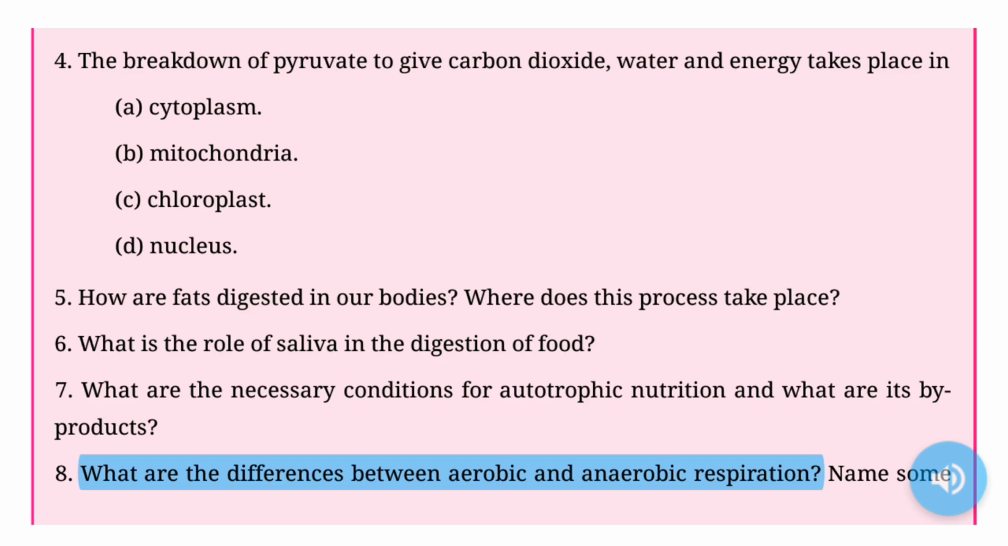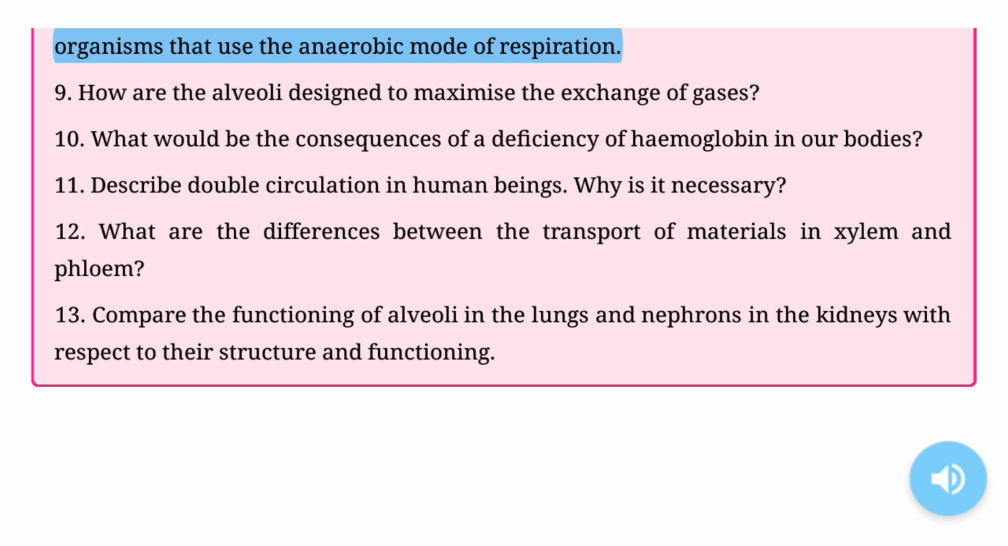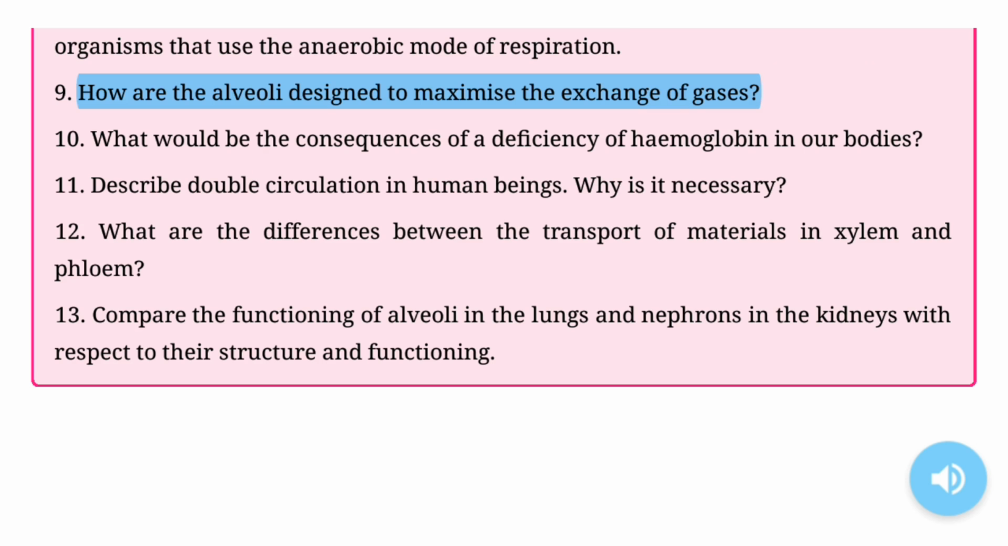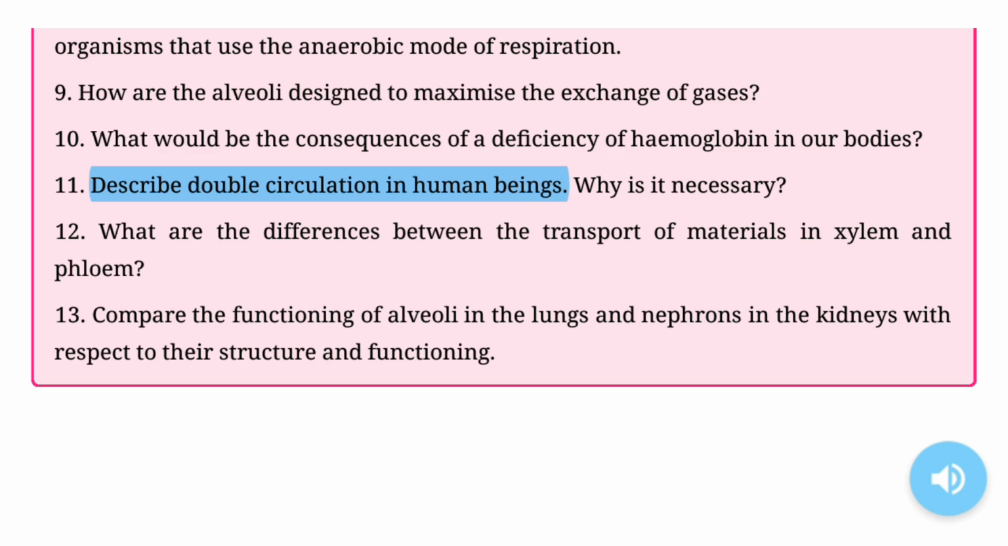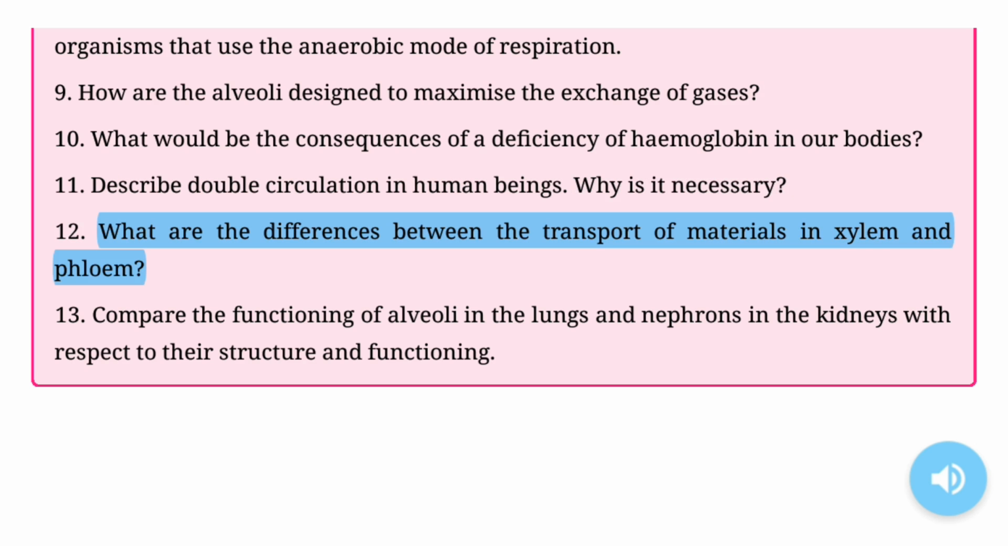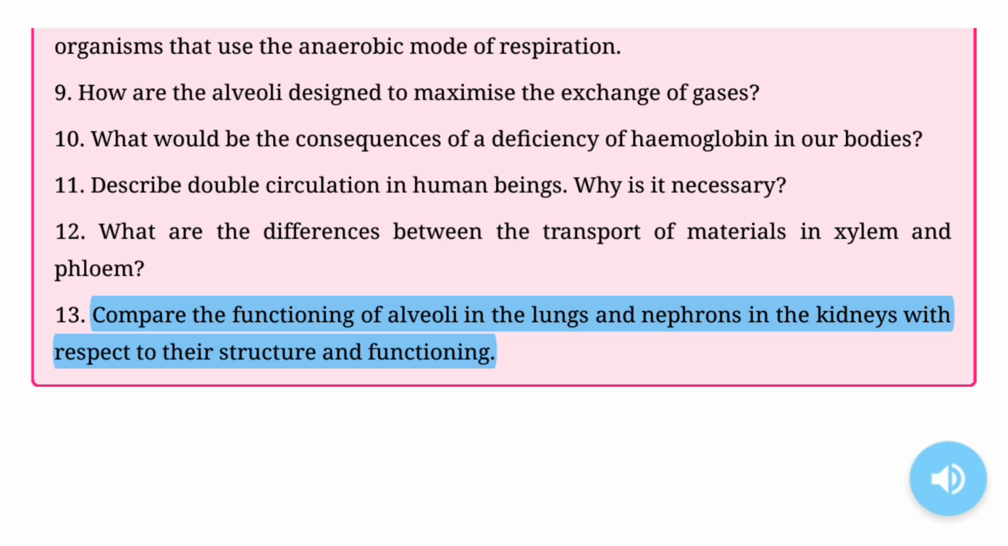8. What are the differences between aerobic and anaerobic respiration? Name some organisms that use the anaerobic mode of respiration. 9. How are the alveoli designed to maximize the exchange of gases? 10. What would be the consequences of a deficiency of hemoglobin in our bodies? 11. Describe double circulation in human beings. Why is it necessary? 12. What are the differences between the transport of materials in xylem and phloem? 13. Compare the functioning of alveoli in the lungs and nephrons in the kidneys with respect to their structure and functioning.